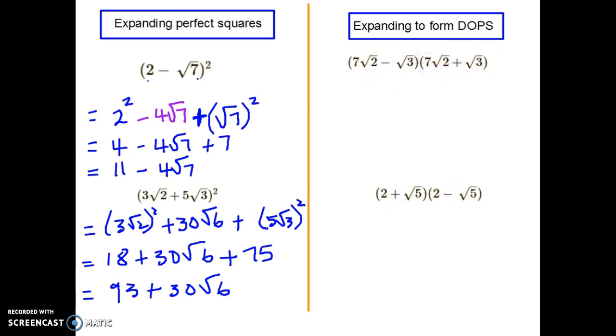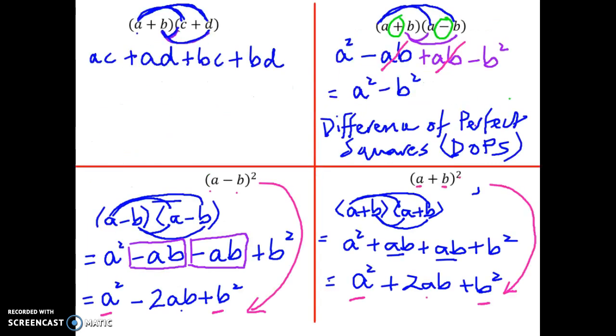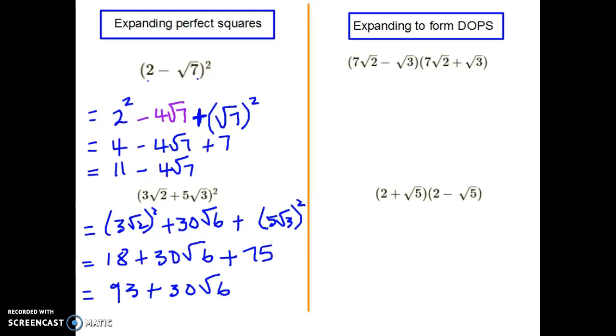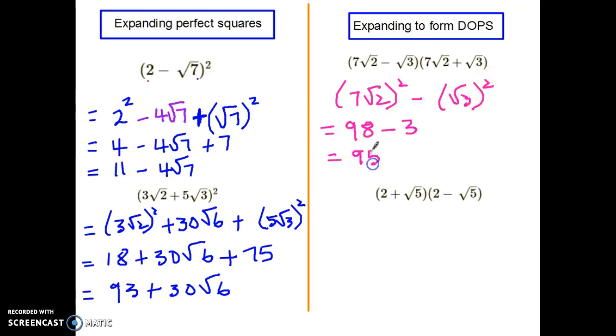Okay, so to expand this, remember when we go back to here, when you've got one as a plus and one as a minus, that middle term is always going to cancel one another out. So we're just going to have the a squared and the b squared. Really quick, these ones, so let's do that. So I'm going to just have 7 root 2 squared minus root 3 squared, because that middle term is going to cancel out. Root 2 squared is 2, 7 squared is 49, 2 lots of 49 is 98. Take root 3 squared, which is 3. My answer here ends up being 95.